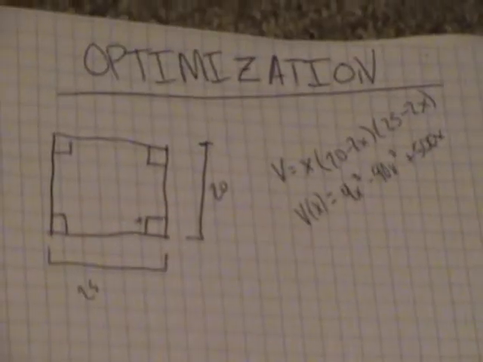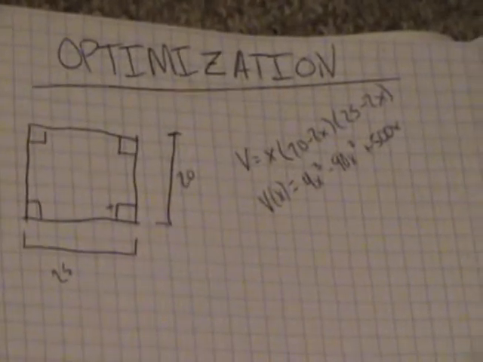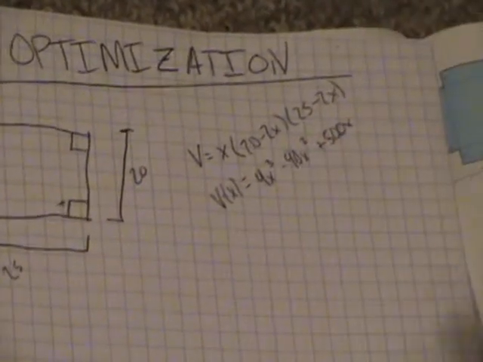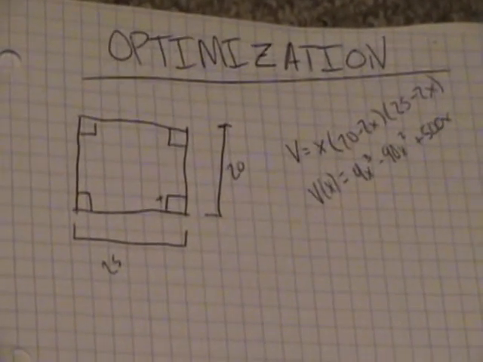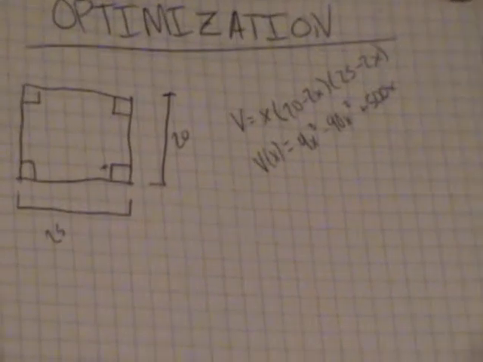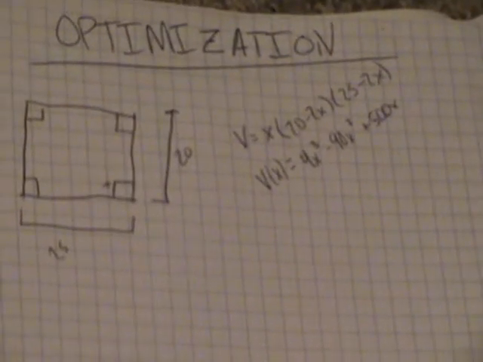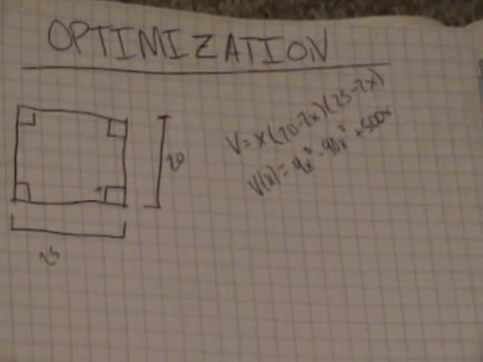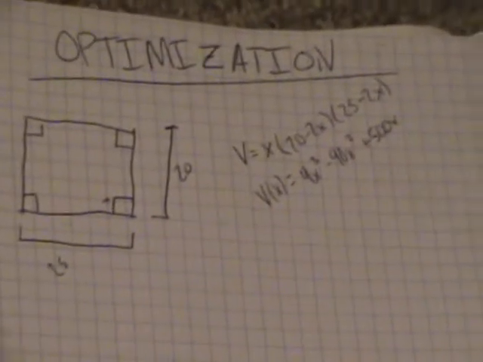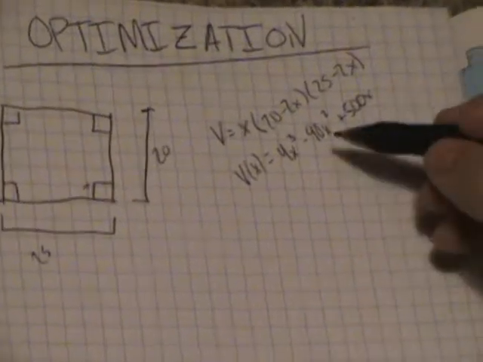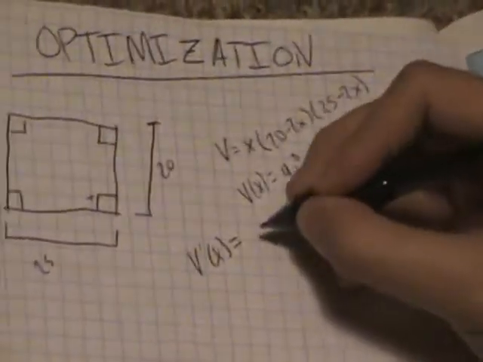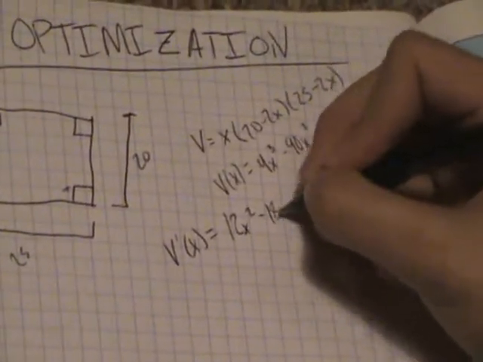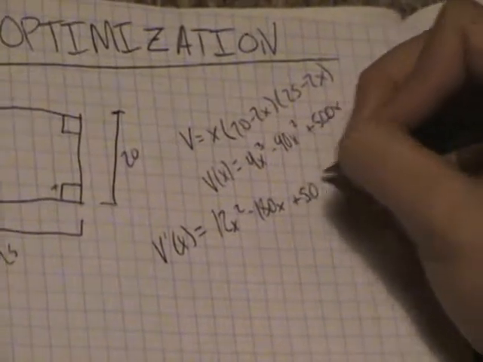So we know 2x cannot exceed 20, because if it did, then you wouldn't have a length. So we know that x goes from 0 to 10. First we need to find the derivative, because the derivative, if you remember, can find maximums and minimums by horizontal tangents. And then using the second derivative, we can find out if it's concave up or concave down. So we've got this, we need to maximize it. So V prime of x equals 12x squared minus 180x plus 500.